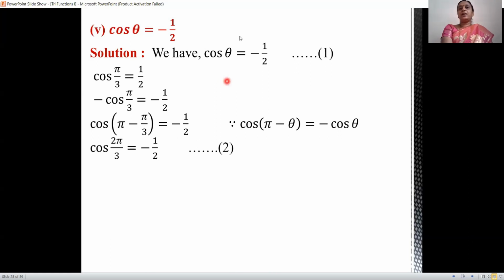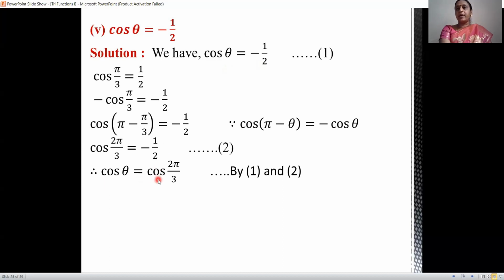Now again compare equation first and second. Both have the same values. Right hand side is the same. Therefore, equating the left hand sides, we get cos theta is equal to cos 2 pi by 3. Now, I have converted this given problem into standard form. This is theorem 2 from your remark 2. I have converted this function in the form cos theta is equal to cos alpha.